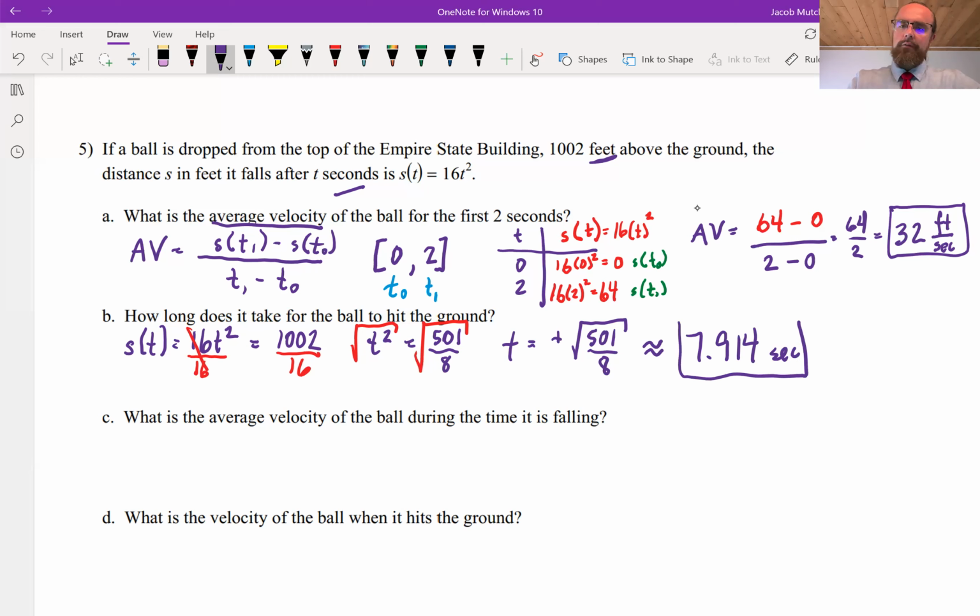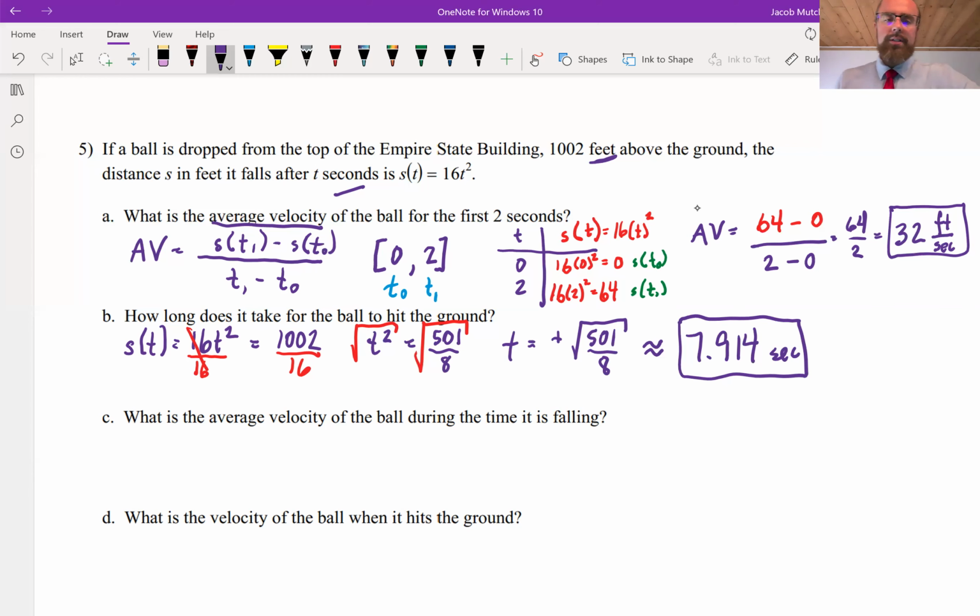So not long for this ball to travel from the top of the Empire State Building there in New York City to the ground level down on the sidewalk. It's just about 8 seconds, a little less than 8 seconds. So why do we calculate that? Well, the next question is really about average velocity of the ball during its whole fall.